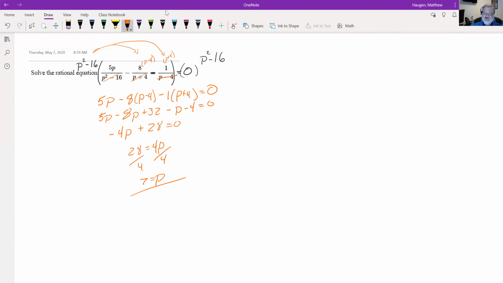And as long as that 7 isn't a domain restriction for the problem, it's a solution. Our domain restrictions for the problem would be negative 4 and positive 4, because that would have made these denominators equal to 0. So that 7 isn't a positive or negative 4. So that's a solution.